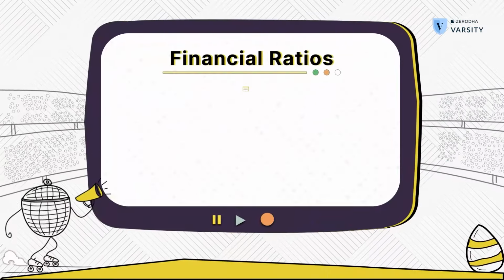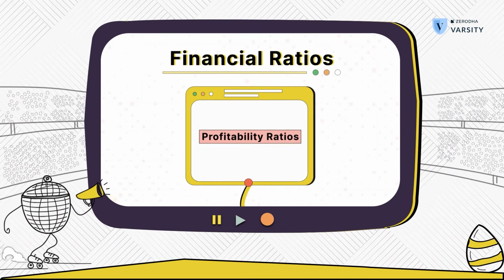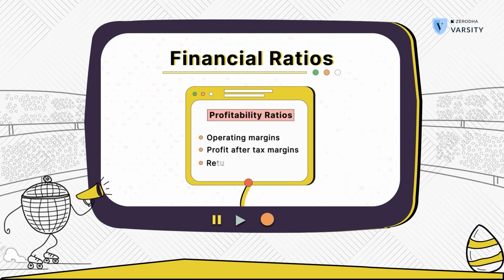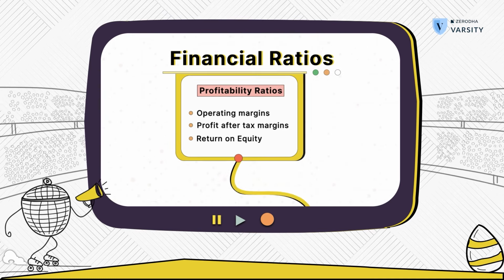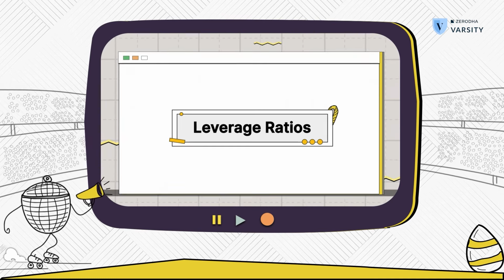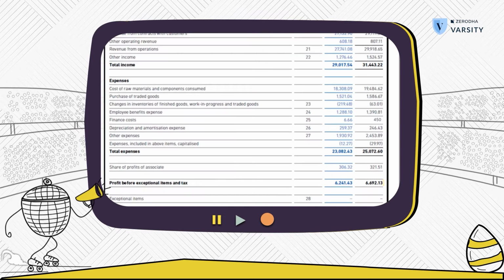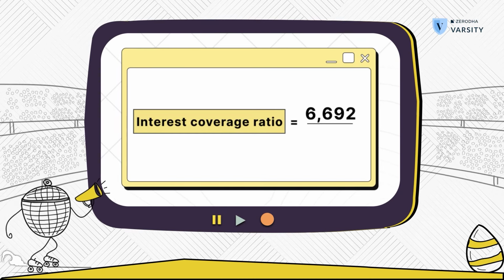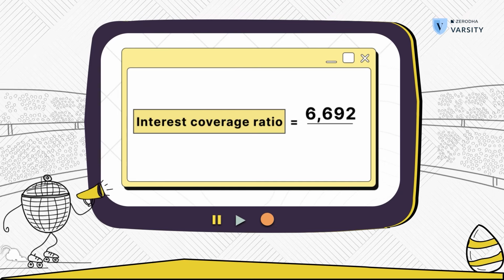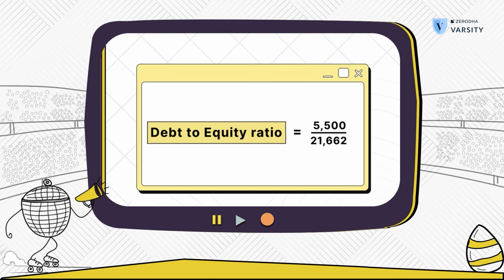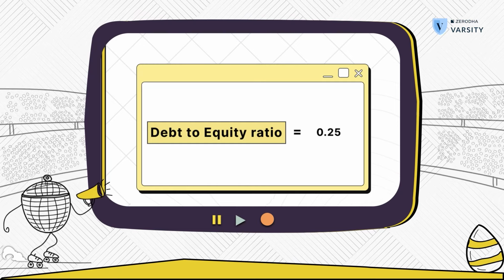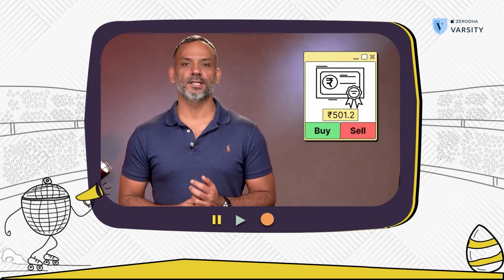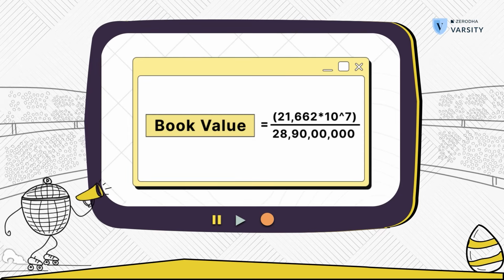To conclude, we looked at the profitability ratios. Under the profitability ratios, we looked at the EBITDA margin, PAT margin and return on equity. We looked at leverage ratio. Although the Bajaj Auto didn't have any debt on the books, we assumed a certain number here and calculated the interest coverage ratio. We calculated the debt to equity ratio. And finally, we looked at the valuation ratio, and we calculated the price to sales, price to book, and the price to earning ratios.